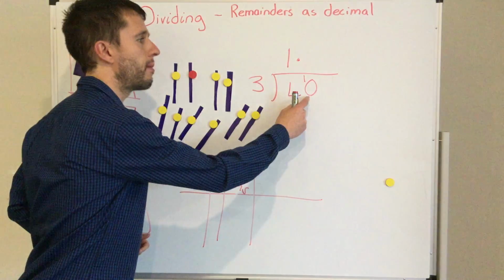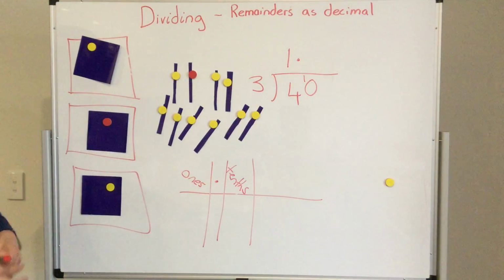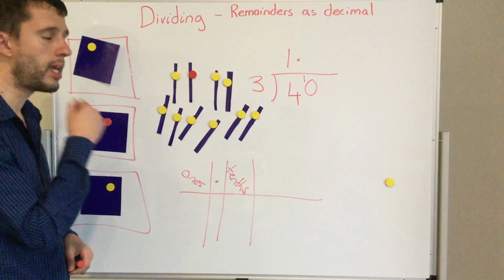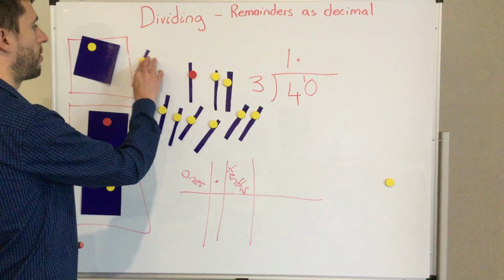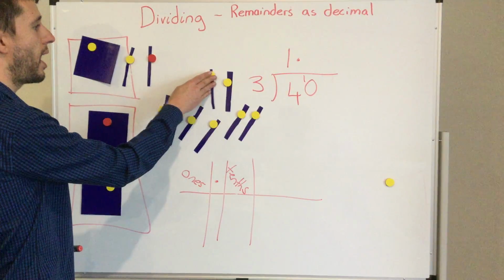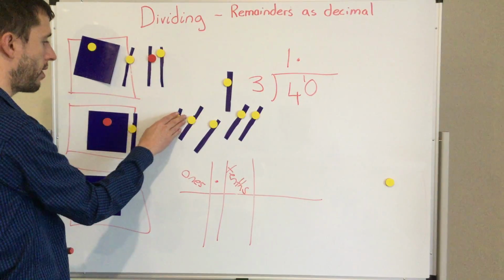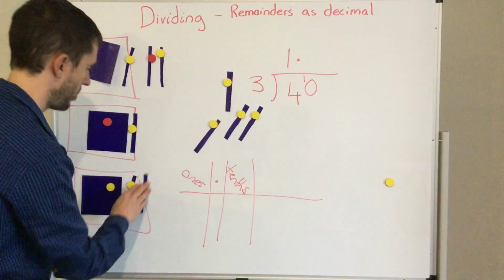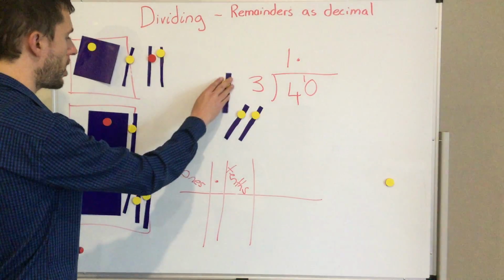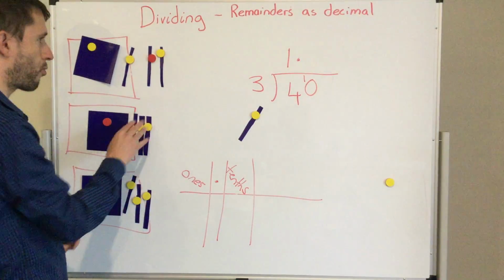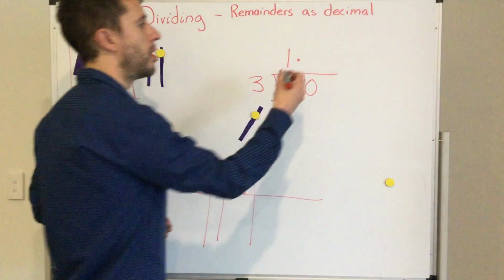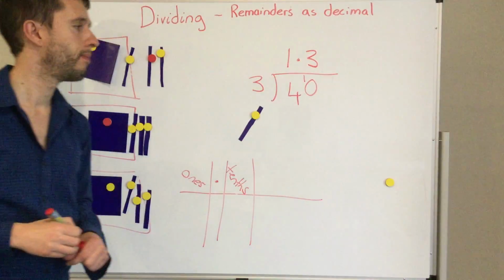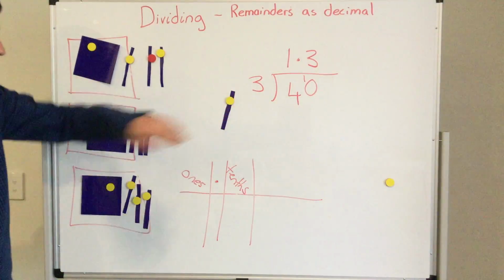Now I'm sharing my 10 tenths with each person, with 3 people. So how many 3s are there in 10? 3, and I should have 1 left over. So each of my group now has 3 tenths. So I'll put 3 up the top. I have 1 left over.